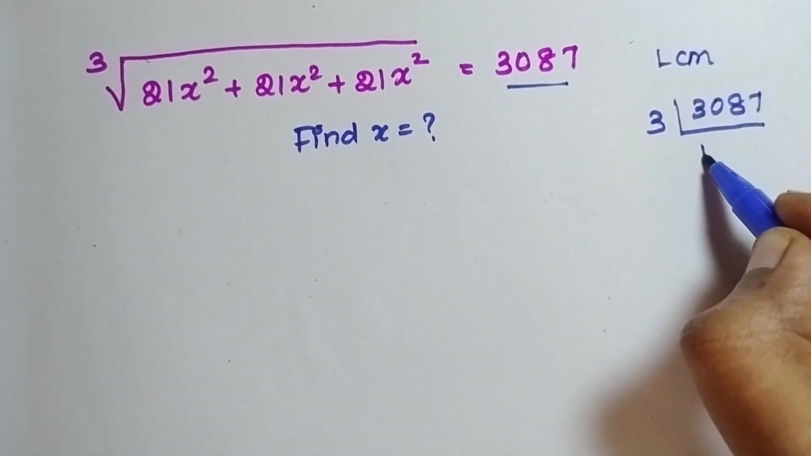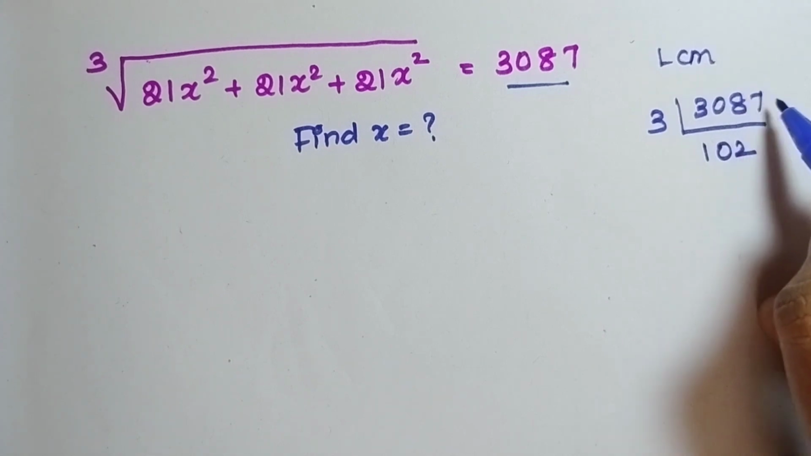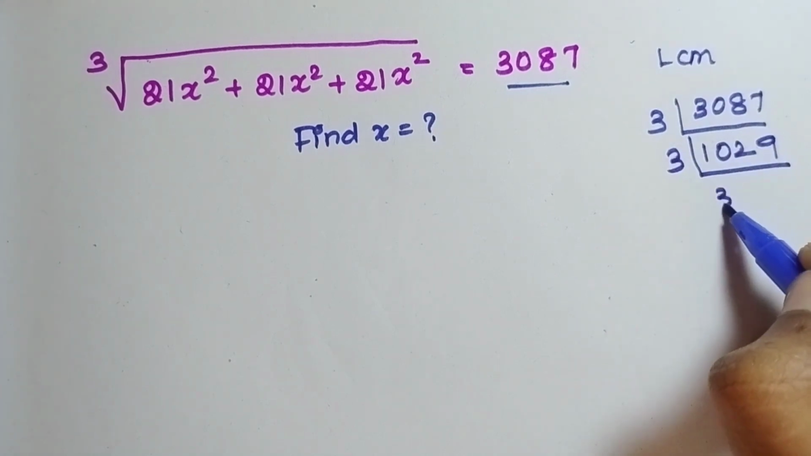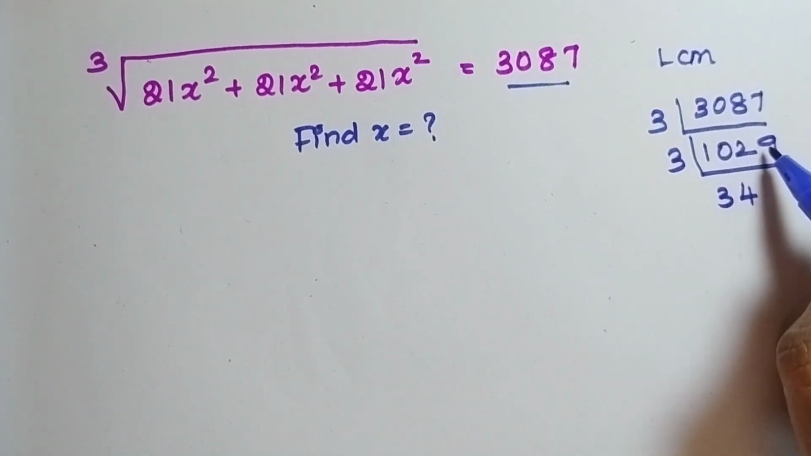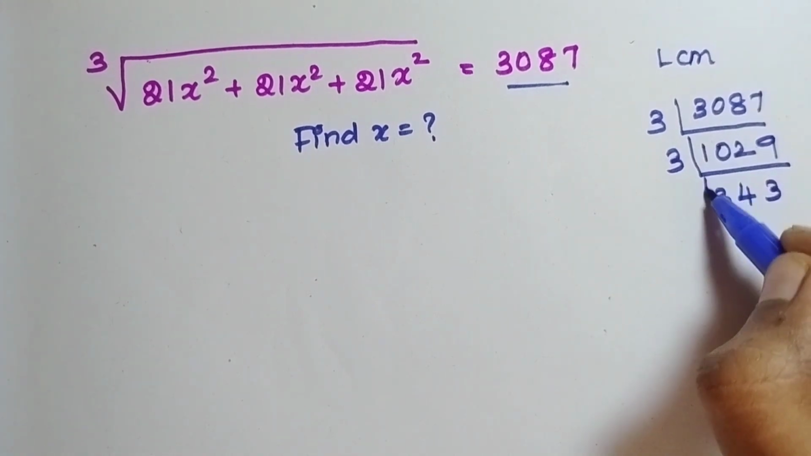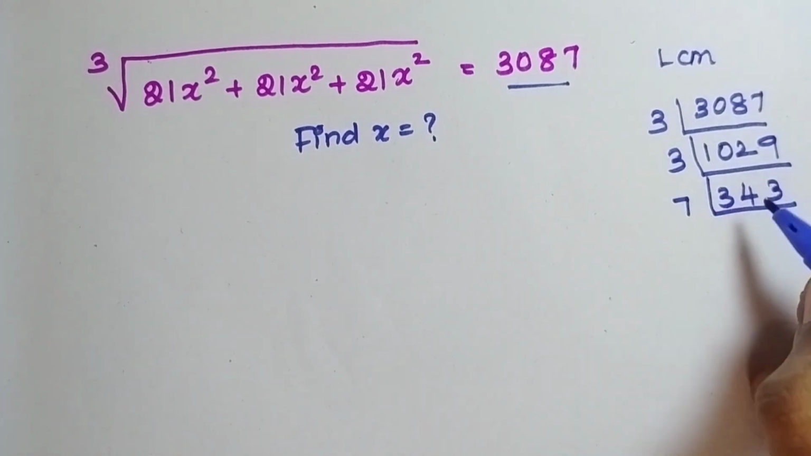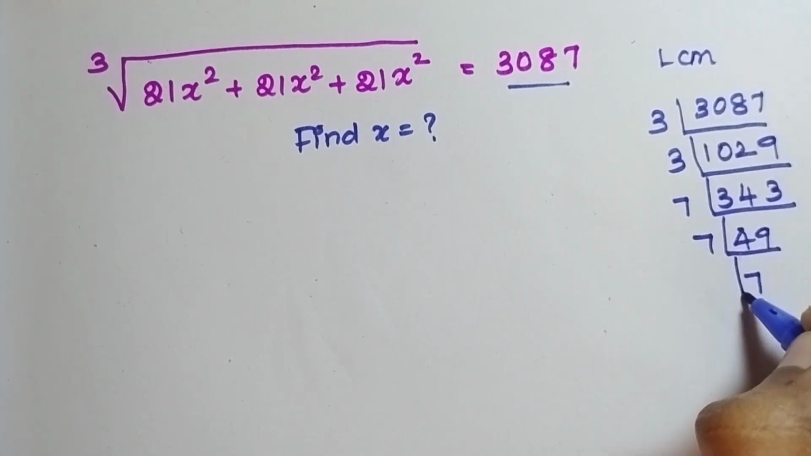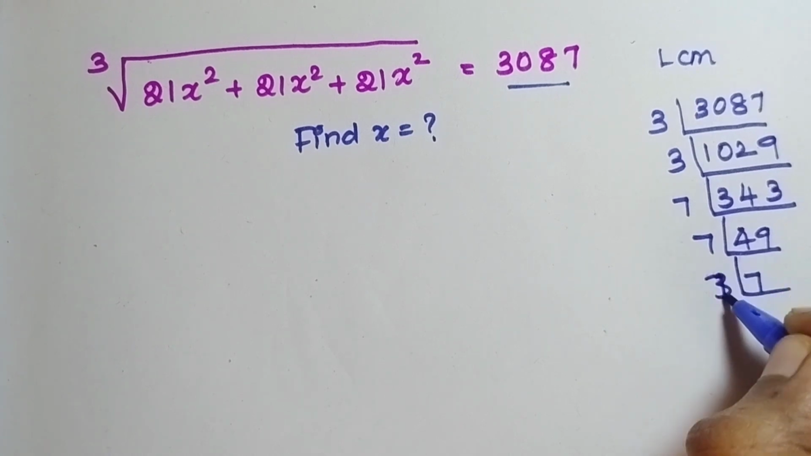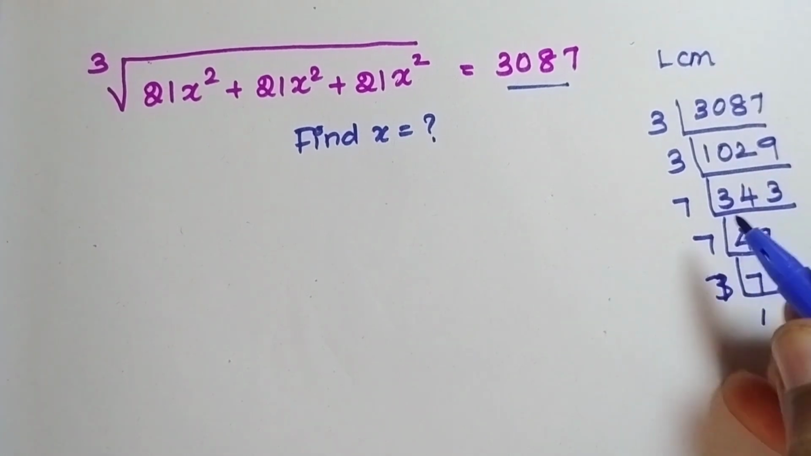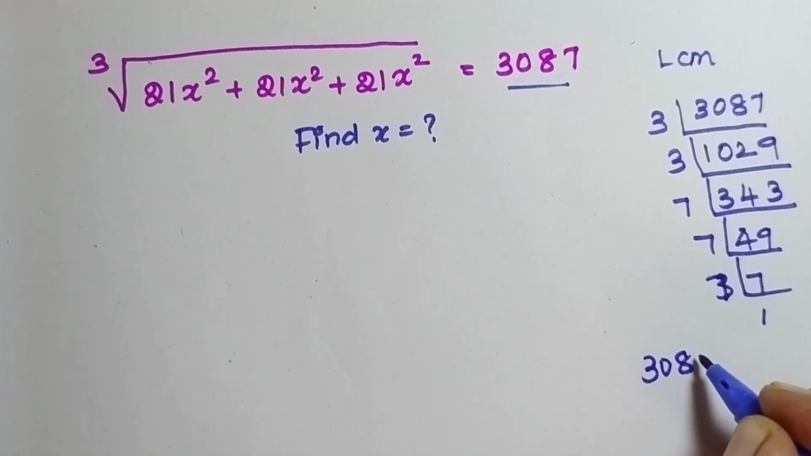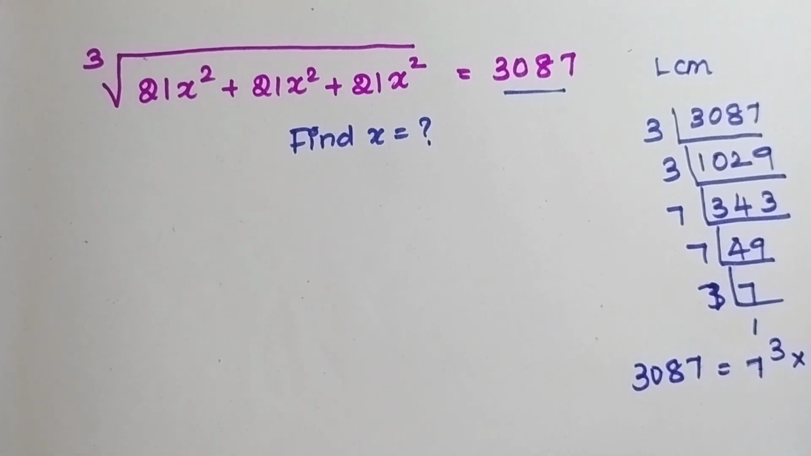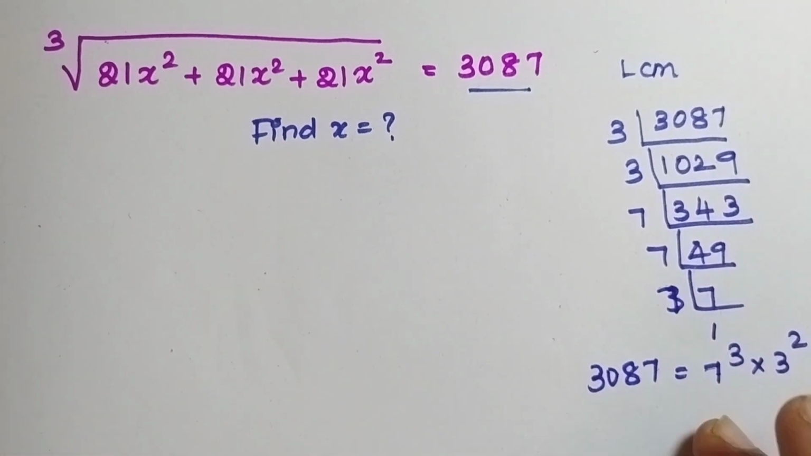3 times 1, 3 is 3, 0, 2 threes are 6, balance 2, 9, 3 threes are 27. Again 3 times, 3 threes are 9, balance 1, 4, 3 threes are 12, 3 threes are 9. So we know that 7 cube is equal to 343. Now we get the multiples for 3087 as 7 cube into 3 square. Is it 7 cube into 3 square?